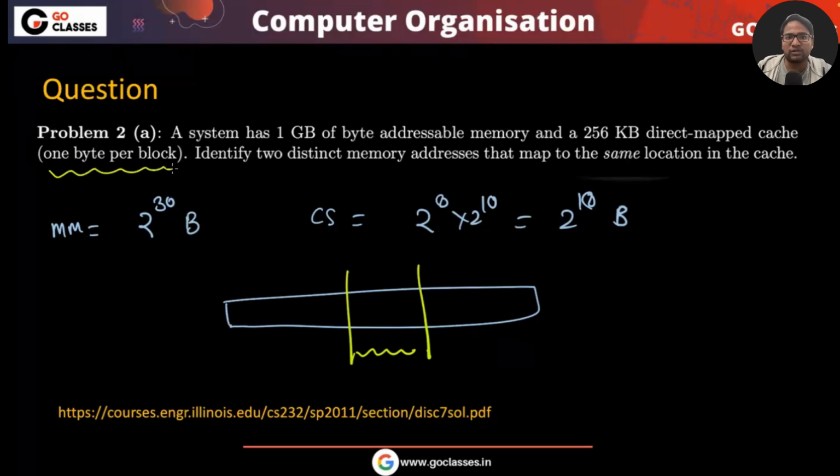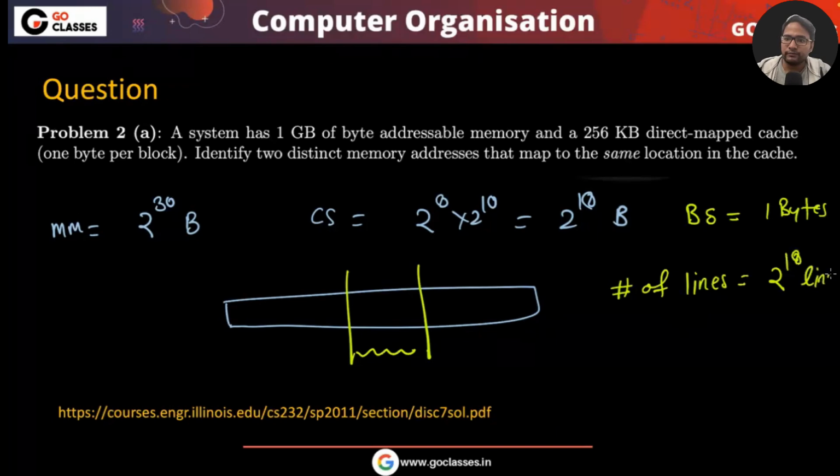1 byte per block. Block size is given to you as 1 byte. So can you tell me the number of lines or number of blocks? 2 power 18 lines only, right? Because this is the cache size upon block size, which will tell you the number of lines, right? So this is 18. So 18 is the index bits, right? This is 18.